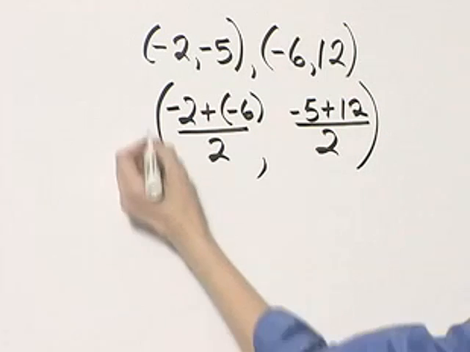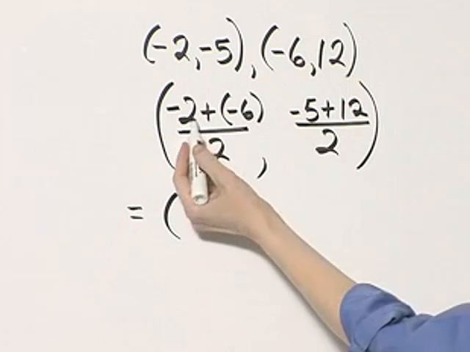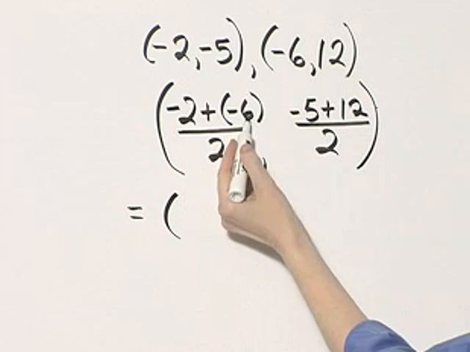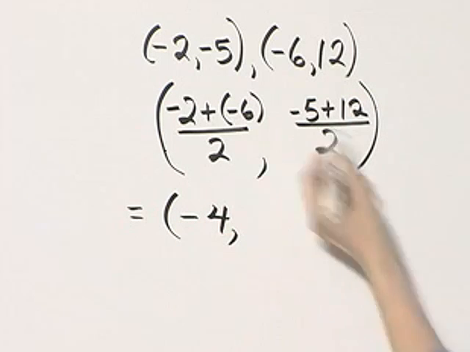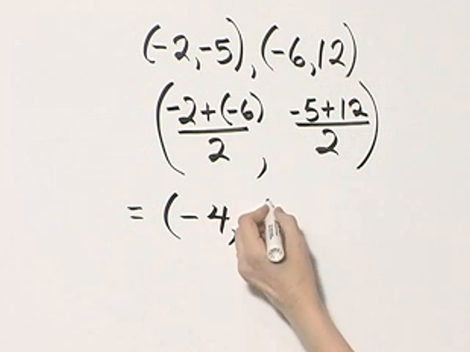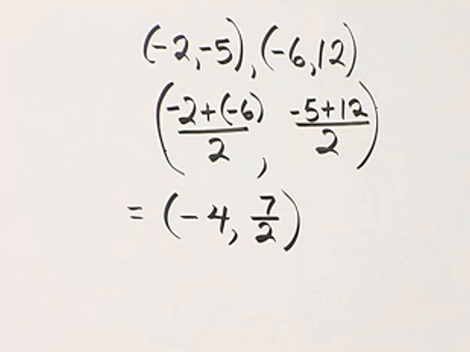And let's go ahead then and write down what this simplifies to. That's -2 plus -6, that's -8 divided by 2, that is -4. -5 plus 12, that's 7. I can write that as 7/2 or 3 1/2. I'll write it as 7/2. So here is my midpoint.